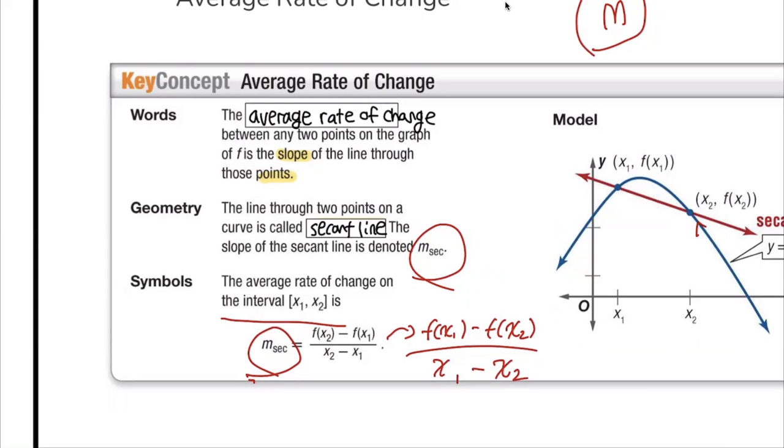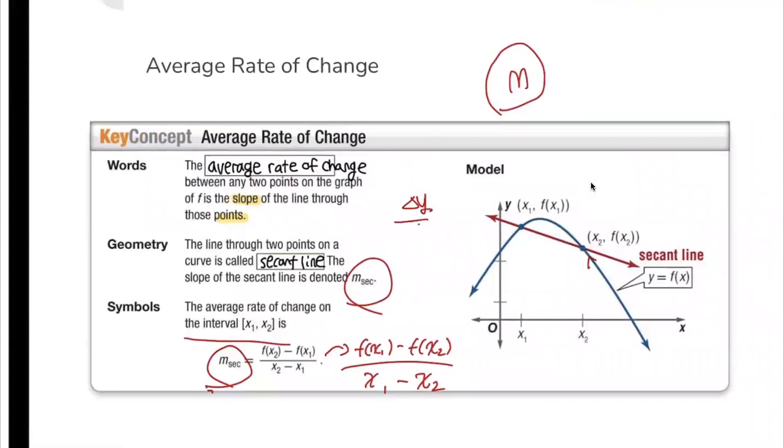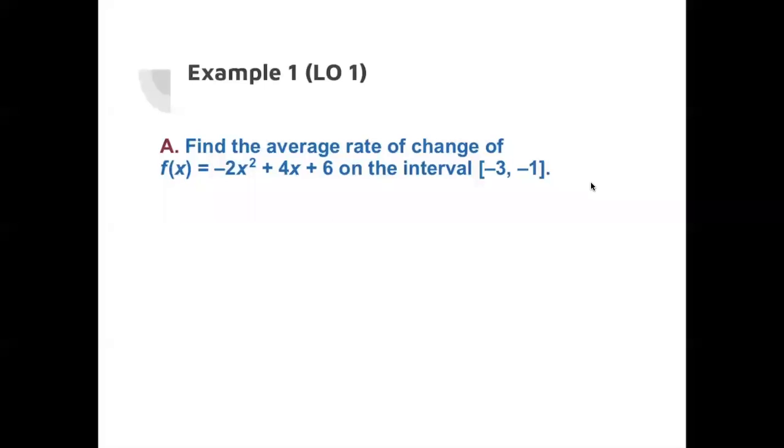So basically we have learned how to find the secant line and how to find the rate of change over certain regions, right? So it's basically change in y over change in x. We're keeping that constant, but we're building upon the constant of the secant line. Okay. Let's solve some sample examples.